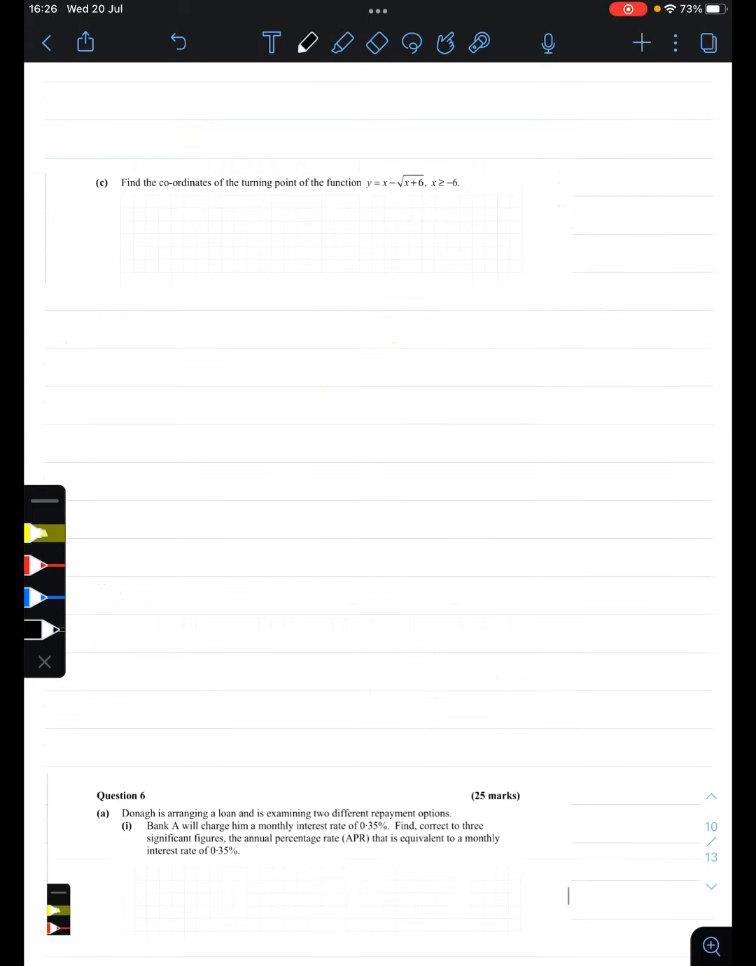Okay, so on to the third part of the question. Find the coordinates of the turning point of the function y equals x minus square root of x plus 6 when x is greater than minus 6. Well, x is greater than minus 6 just so that we don't have any negative values in the square root. So here's our function, and we're looking for the turning point. Our function is what we've been working with: y equals x minus square root of x plus 6.